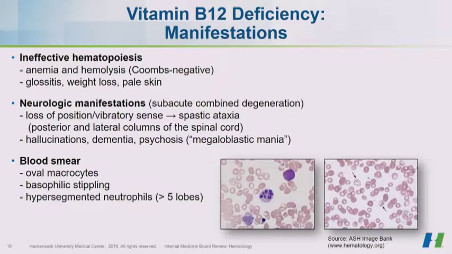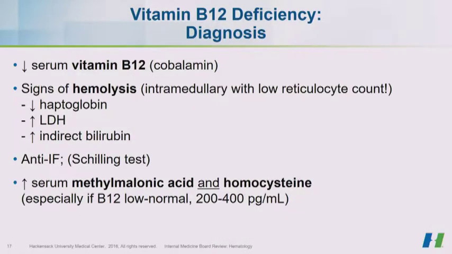On the blood smear, you see the macrocytic changes, so-called oval macrocytes, basophilic stippling if you pick it up, but very distinguishing are hypersegmented neutrophils. So neutrophils that have more than 5 lobes. You would expect 3 to 4, 5 at most lobes. More than 5 lobes in neutrophils, like shown on this picture here, is very typical for B12 deficiency.